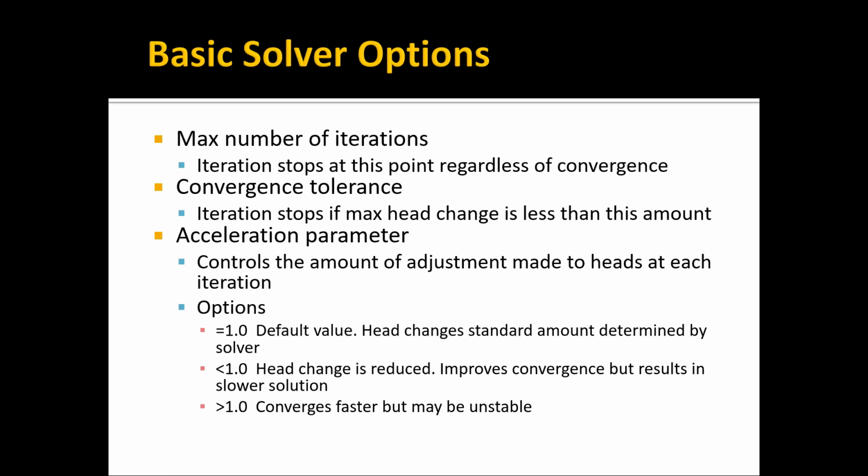Now, theoretically, it's possible to use an acceleration parameter greater than 1, which basically says, hey, whatever you think you need to change it even more. I have never encountered a circumstance where that was a good idea. So while it's theoretically possible, I certainly don't recommend it. So it should either be 1 or less than 1.